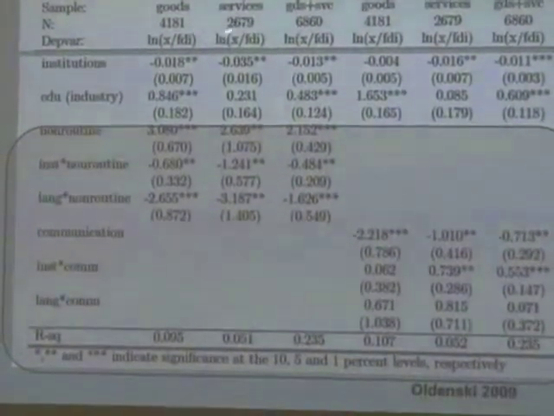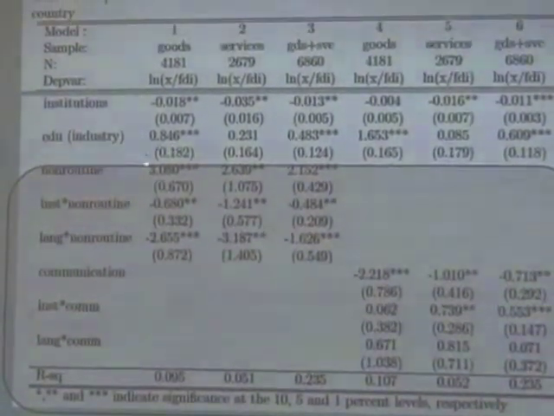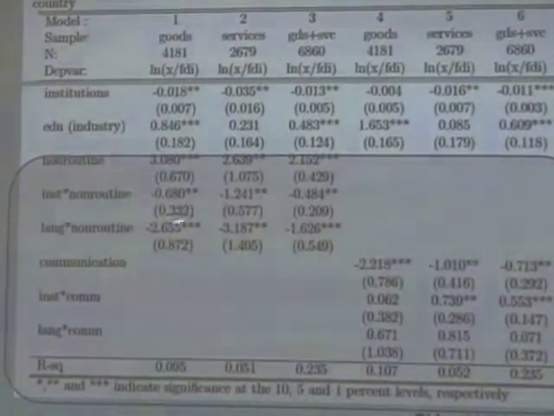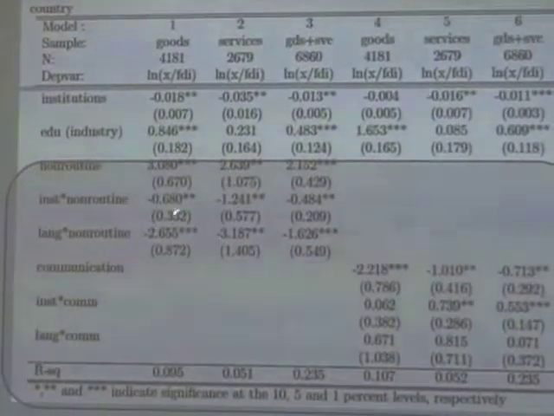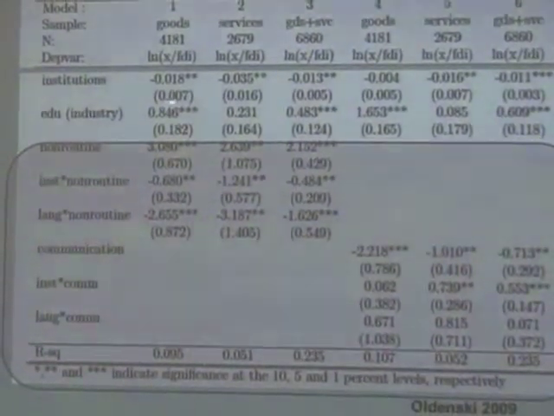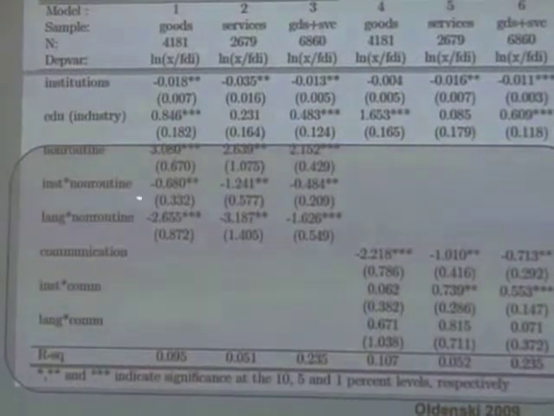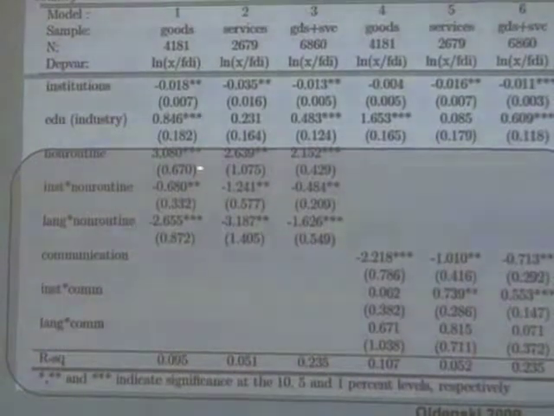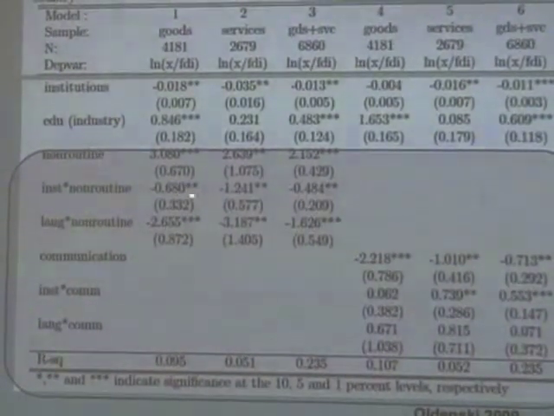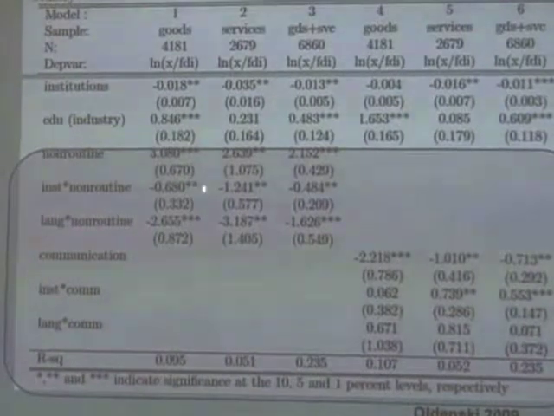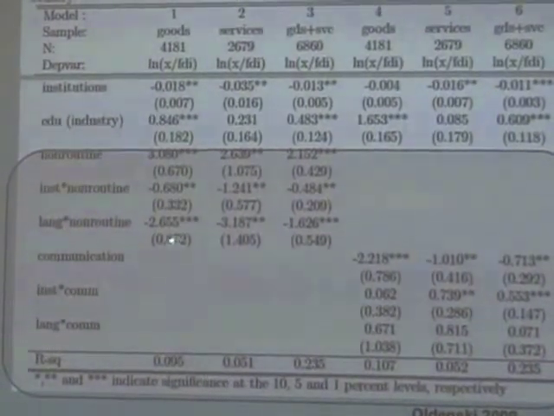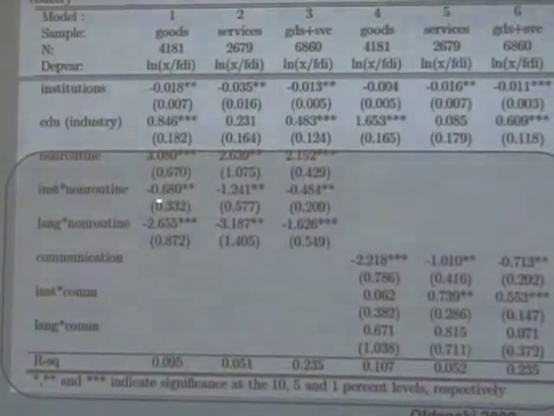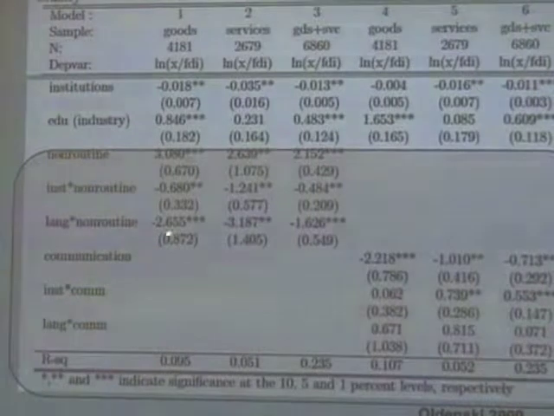Again, this is the same thing, goods and services. And here we're including the non-routine measure, institutions times non-routine, and language times non-routine. So non-routine tasks are more likely to be exported than done through FDI. However, if the institutional quality is good in the receiving country, you will do relatively more FDI, relatively less exporting. If the linguistic distance is high, you're going to have to do relatively more FDI, relatively less exporting.